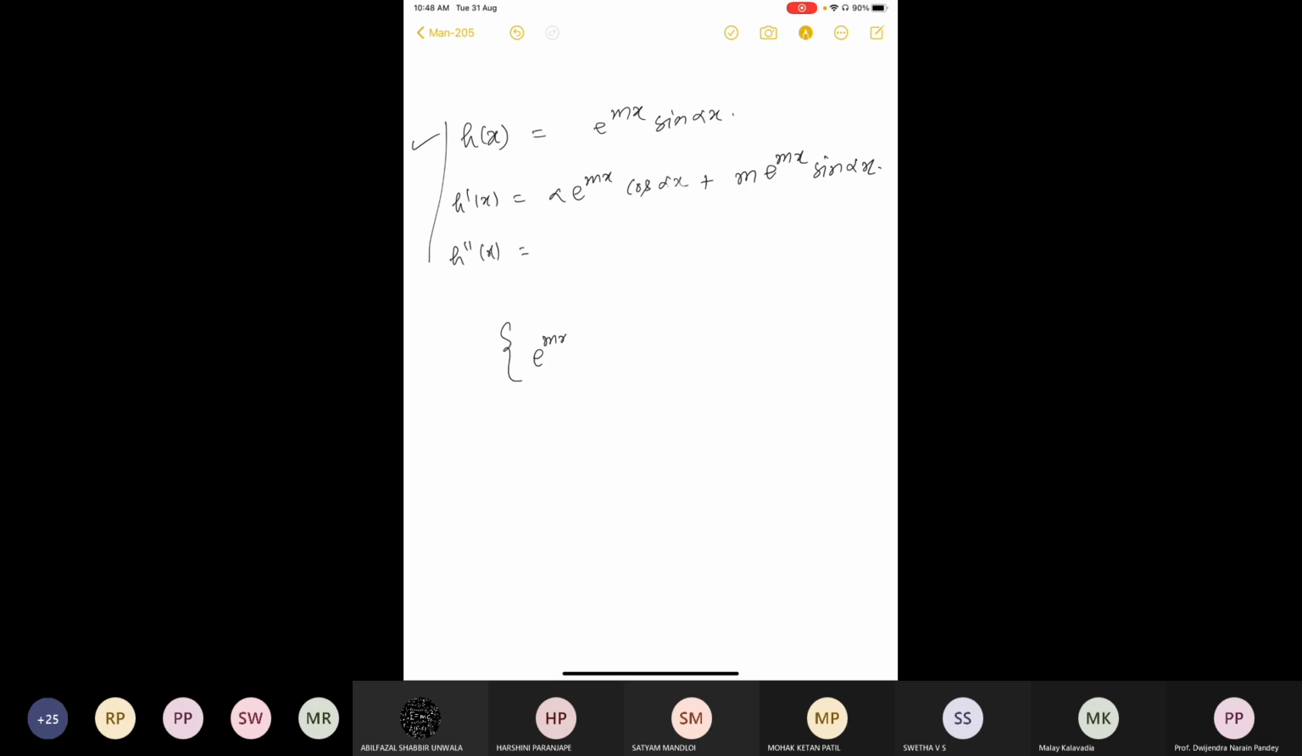So here you will get e to power mx sin(alpha x), and you can get e to power mx cos(alpha x), nothing more. Can you check? You find out h double dash x, and all these derivatives can be written as a linear combination of e to power mx sin(alpha x) and e to power mx cos(alpha x). Can you write it down? Can you find out the double derivative? Yes, sir.